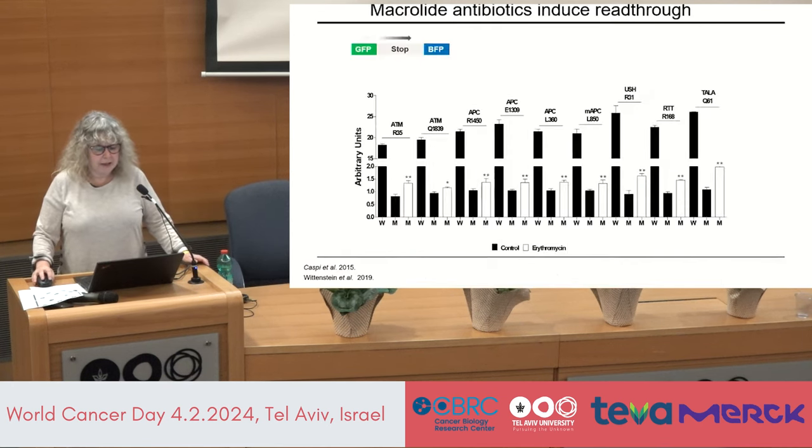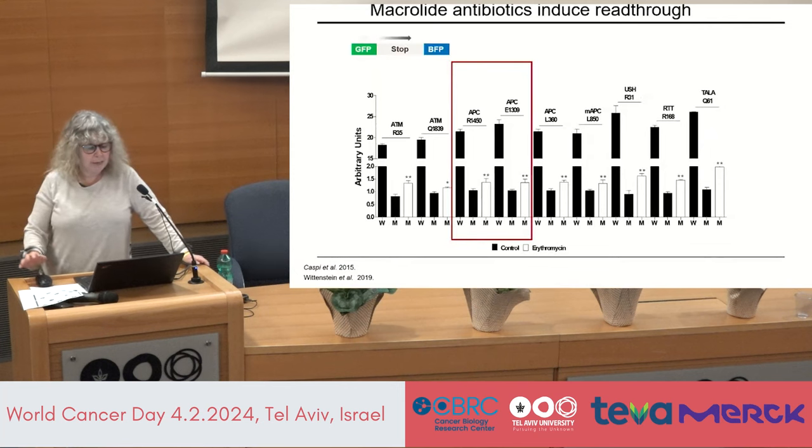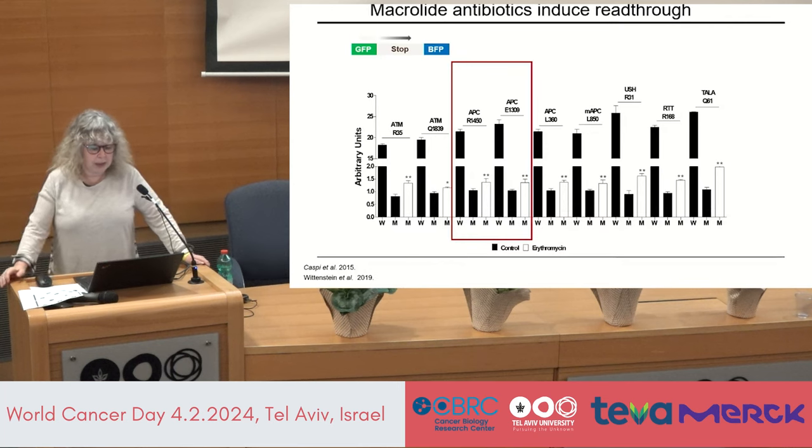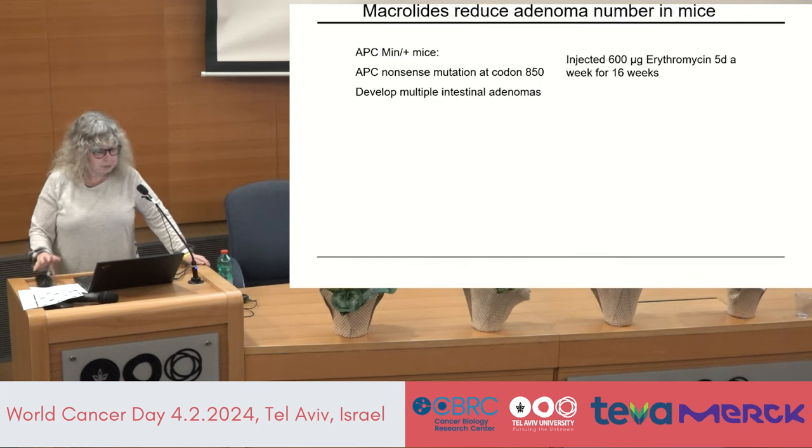So we have done many such screens, and one of the compounds we found that can induce read-through is another type of antibiotics called the macrolide antibiotics. They are less toxic, but of course they also work less well than the aminoglycosides in inducing read-through. But they do affect some of the pathogenic APC nonsense mutations.